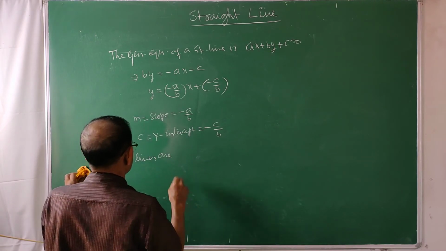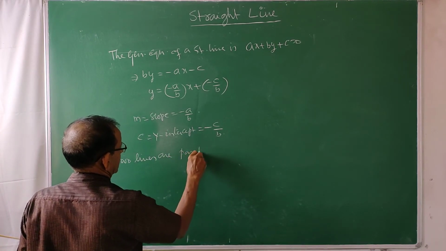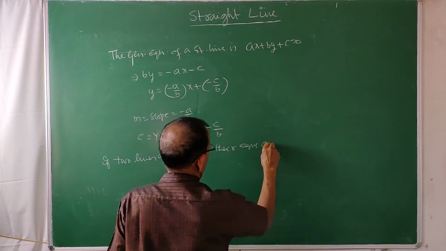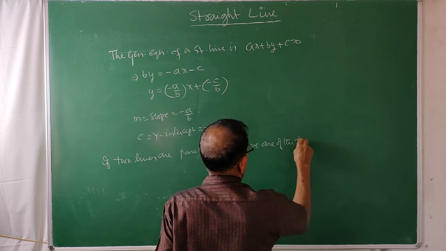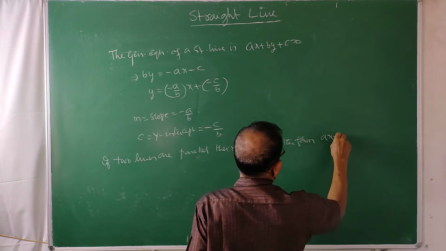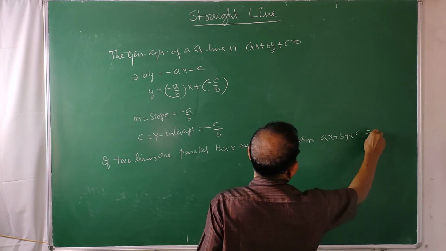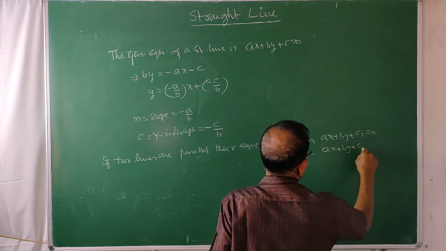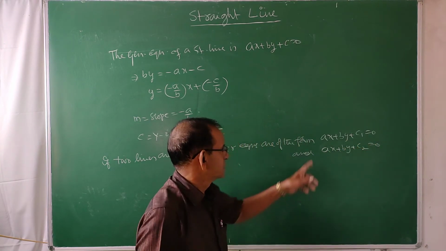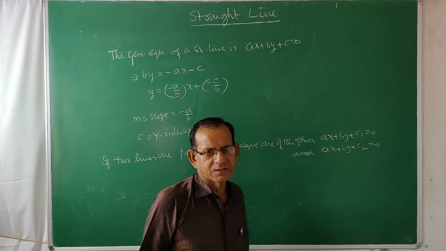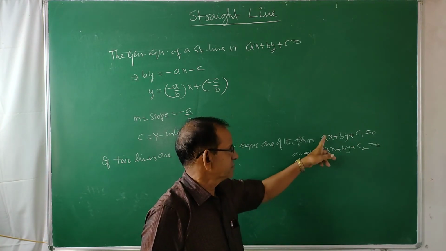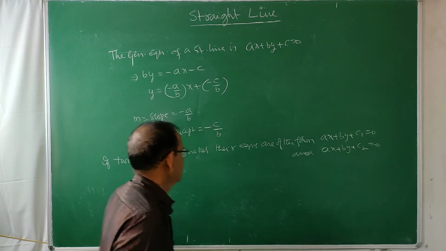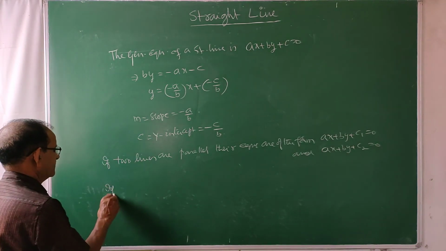Now, if two lines are parallel, their equations are of the form ax plus by plus c1 is equal to 0 and ax plus by plus c2 is equal to 0, because slopes must be equal. The slope of the first line is minus a by b, and for the second line also it is minus a by b. Because slopes must be equal, the two equations must be of this form. Only the constants are different.